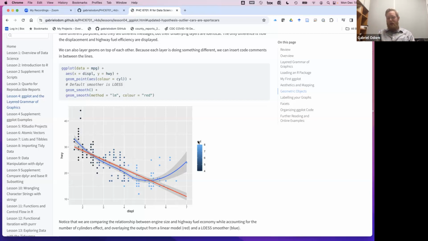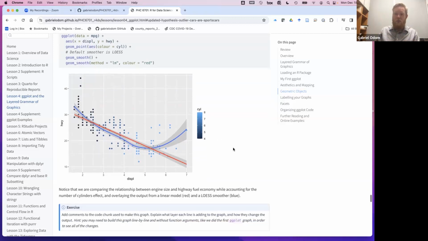Because we see right here the number of cylinders. This is not formal. displ and hwy and cyl. There's no title here. There's a lot more that needs to happen to this graph. And so each time that we have to make modifications and changes to the graph to make it better for a journal that we're submitting to, then that's going to be another layer that we add on.